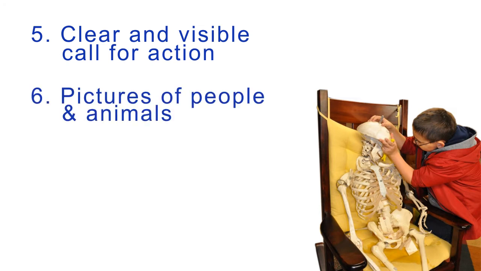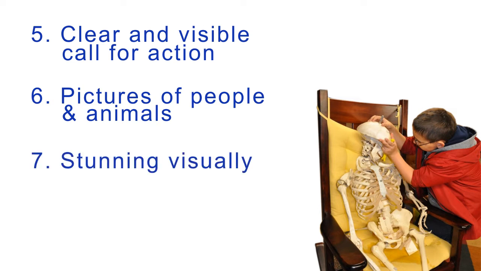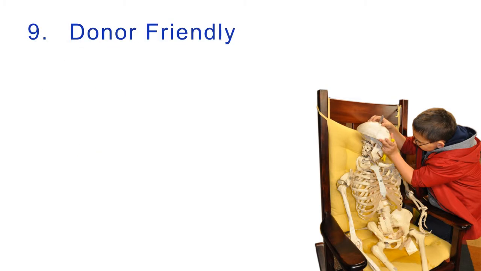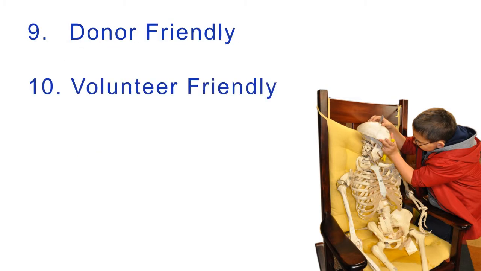Six is you'll need lots of pictures of people and animals. This is a long list. There's a lot of must-dos in the web world. It should be stunning visually. When you look at a site, the colors should match. It should invite you in. It should be easy to contact someone. It should be very donor-friendly. It should be very volunteer-friendly. It should also be linked to social media.